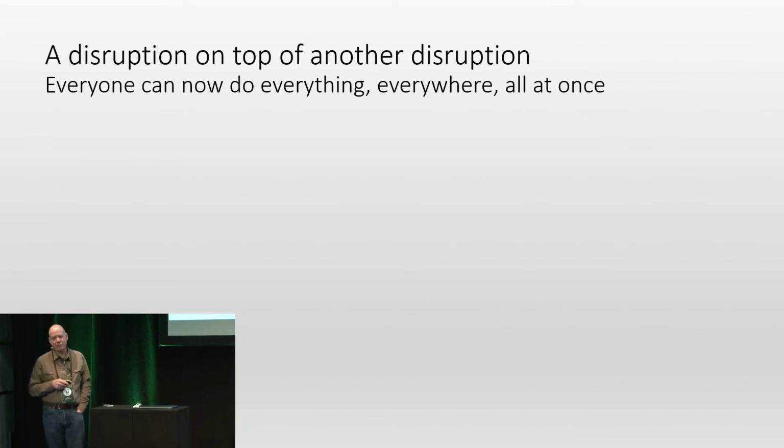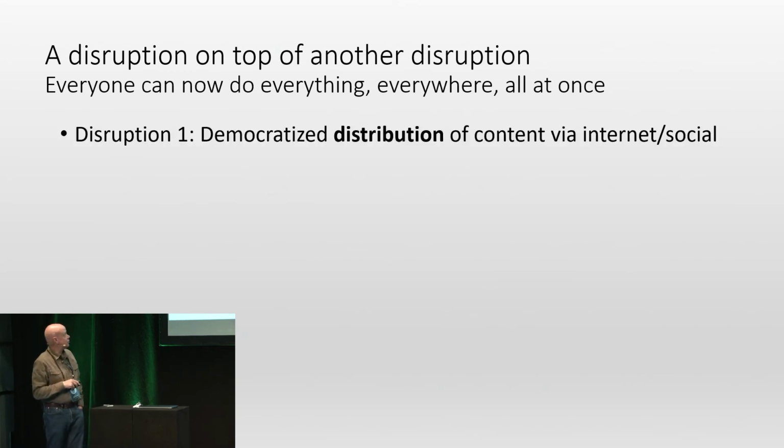But it's not just disruptive, it's disruptive because it's already happening on top of another disruption. The first disruption that we've all been working through as news organizations for the last 20-odd years is the disruption that came from democratizing the distribution of content. It used to be that distributing content required airwaves and transmitter towers, or printing presses and distribution trucks. Then everybody could do it with the internet and with social, and we're all intimately familiar with the impact of that.